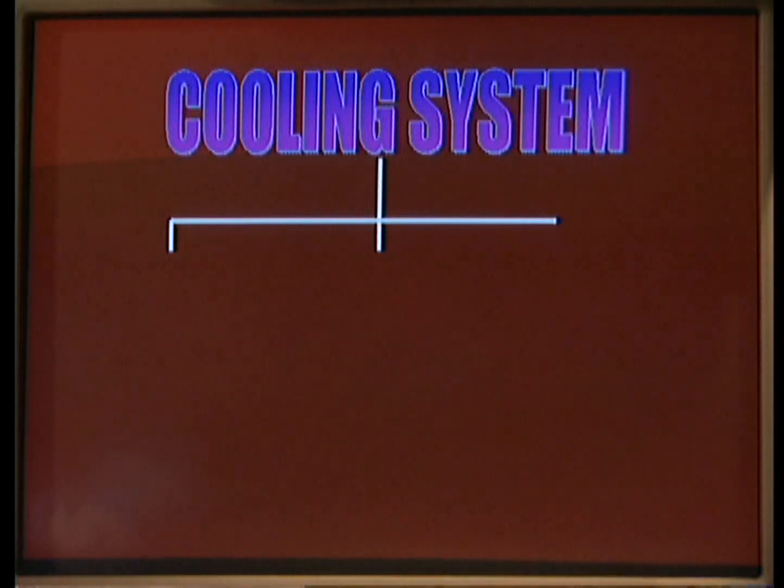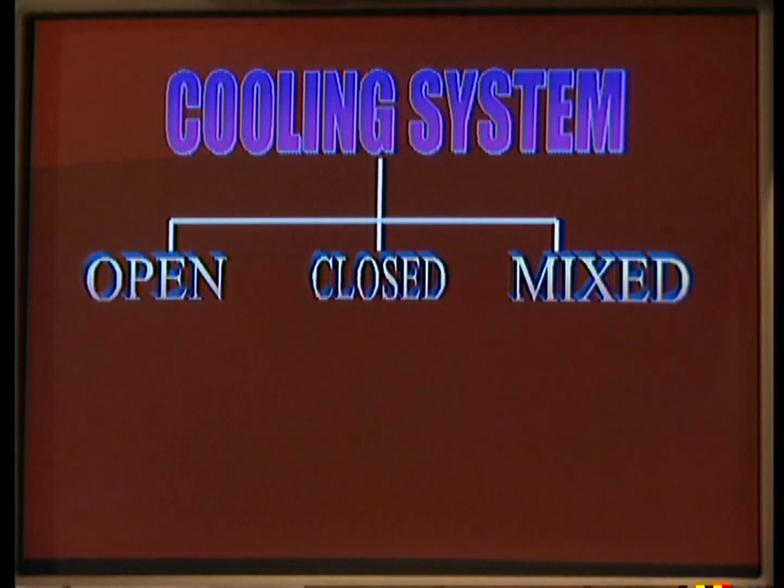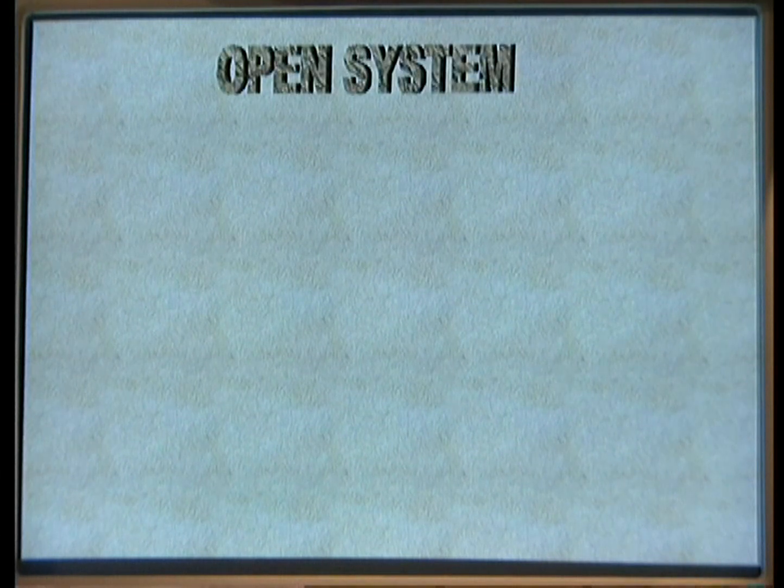So cooling system, how the cooling system works in a thermal power station. Let us go into the cooling system in a thermal power station. Cooling system is classified into three types. One is a closed system, another is an open system, and combining the open system and closed system gives a mixed system. If you want the open system, let us go to the open system.